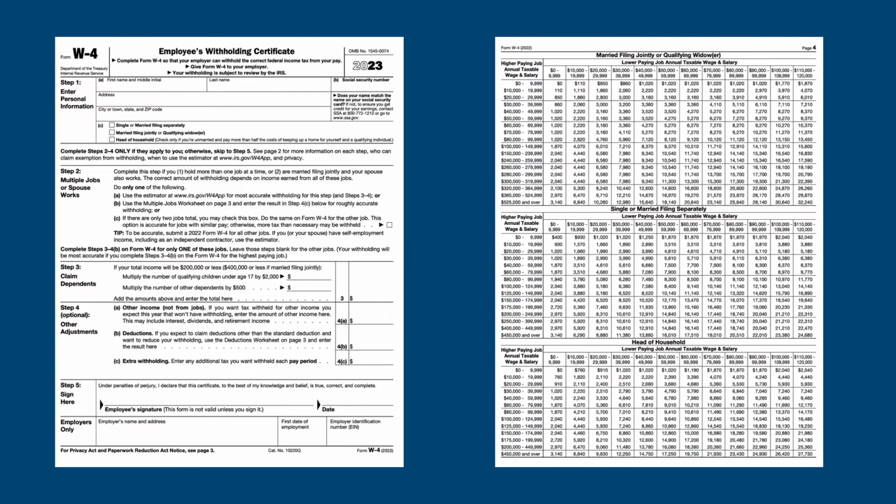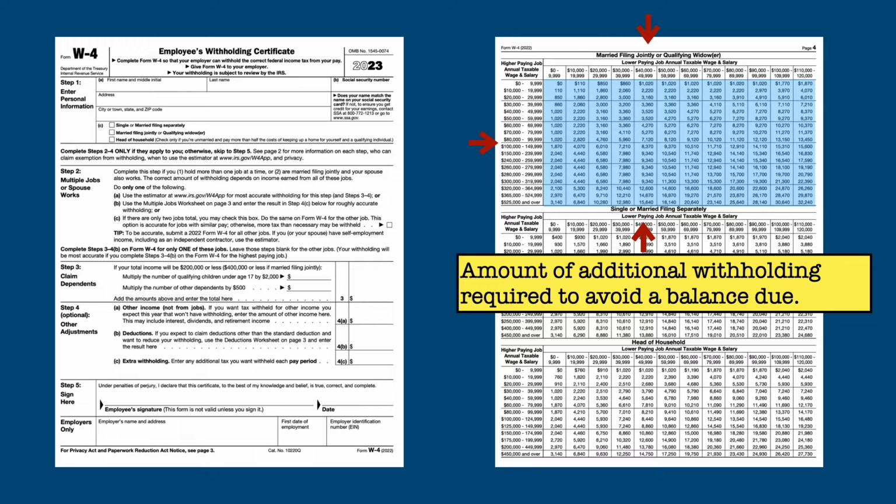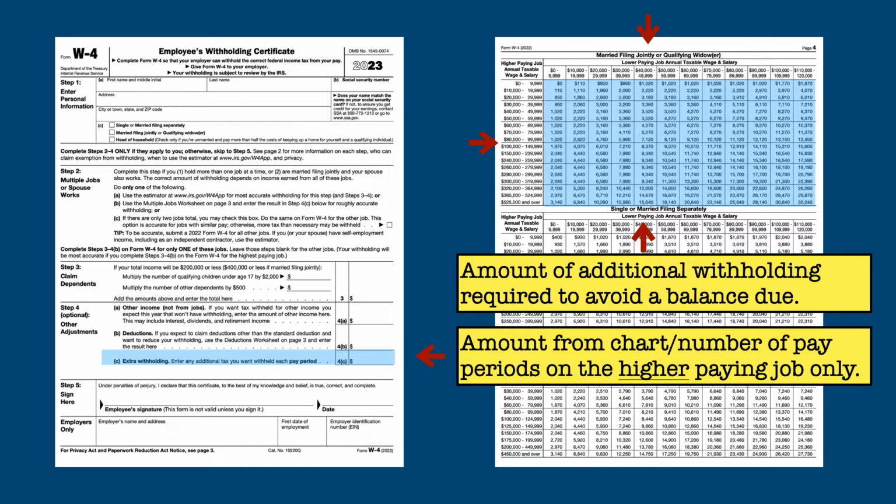If you have two jobs, or are married and your spouse works, and there is a significant difference between the incomes from each job, you should consult this chart, which is in the instructions for the form. For your filing status, you compare the higher paying job to the lower paying job, and where the two intersect, you'll find the amount of additional withholding needed to overcome the disparity between the two jobs and not result in a balance due. This additional withholding is then divided by the number of pay periods of the higher earning job, and the result is entered on line 4C of the W-4 form of the higher paying job as additional withholding.